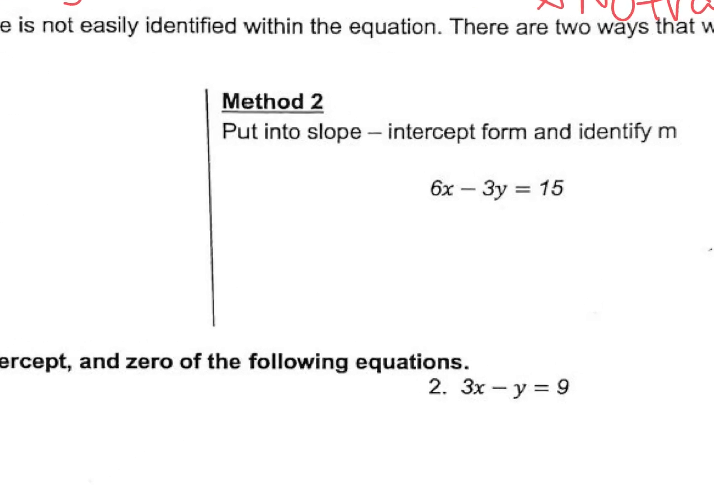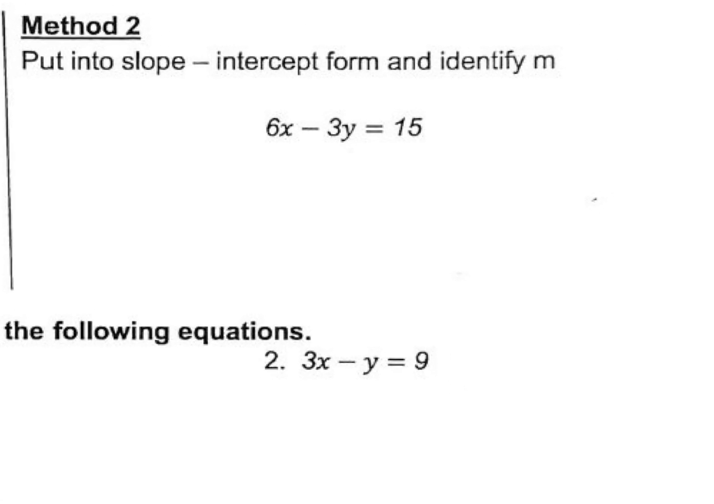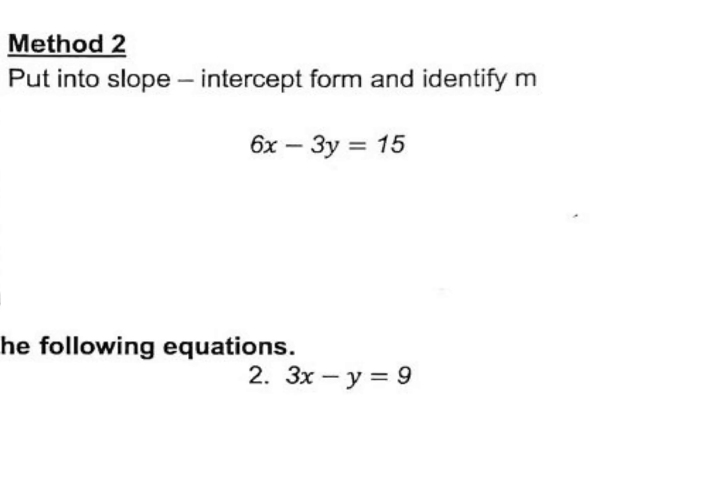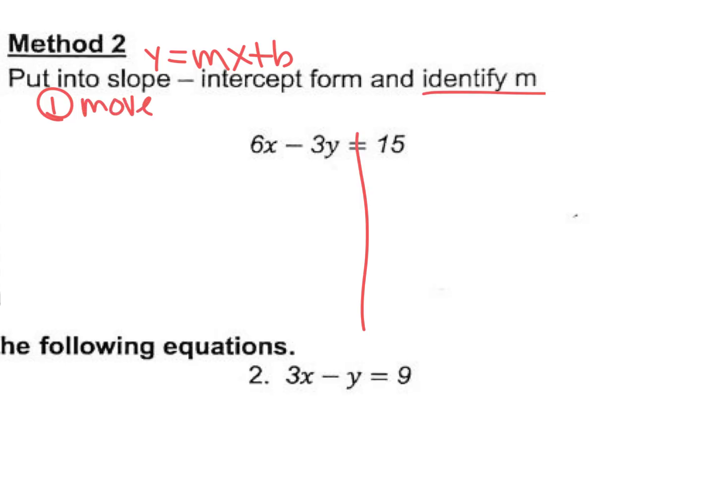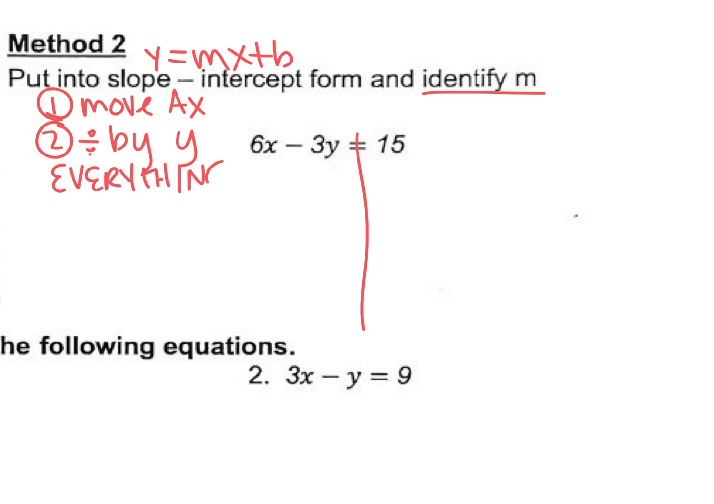So we're actually going to start with method 2 because we've done this one, all right? Put into slope-intercept, so we're going to change this to y equals mx plus b so that we can figure out m, all right? When we did this before, this is in our bubble notes from Unit 1, we said move x and divide by the y on everything. Do you remember us talking about those steps way back in the day? I feel like it was forever ago.